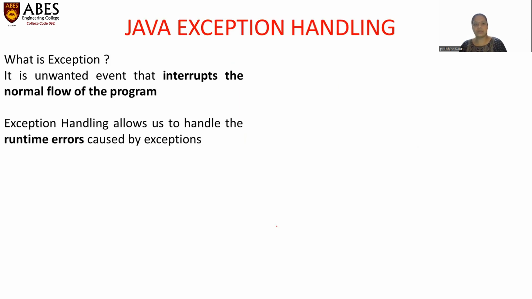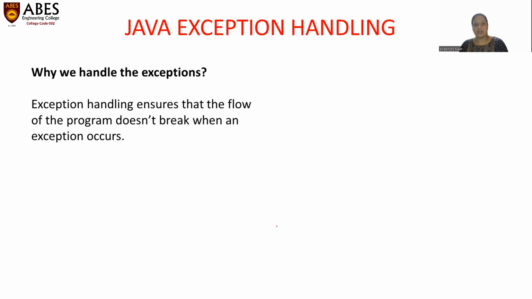Before we understand what is Java exception handling, we need to understand what is an exception. An exception is an unwanted event that interrupts the normal flow of a program. Means it is an unwanted situation that can break the program, that can terminate the program before it completes execution. To avoid this situation, Java provides a method which is known as exception handling. Exception handling allows us to handle the runtime errors caused by the exceptions.